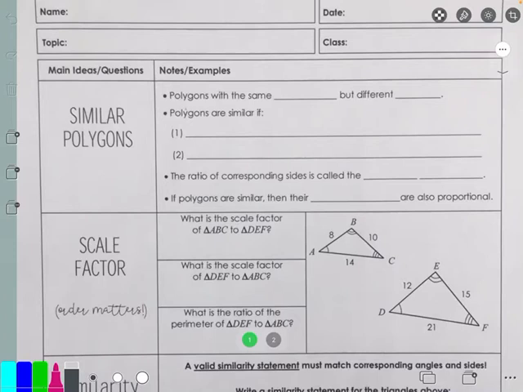So we just talked about dilations, right? Reducing or enlarging an image. Well, now we're going to build on that and talk about similar polygons. And to be similar, you have the same shape but different size.